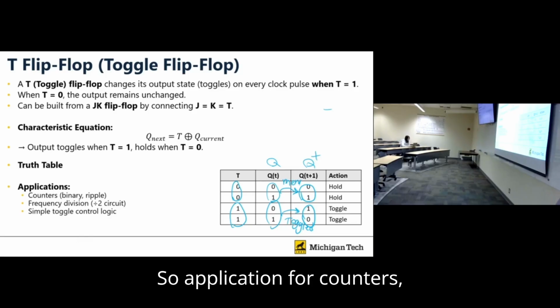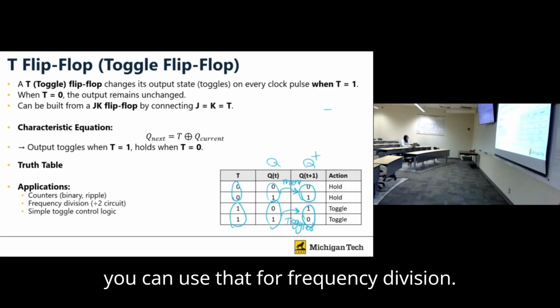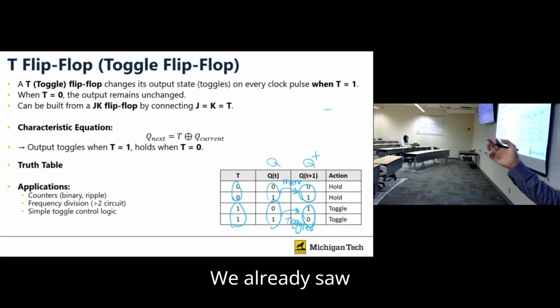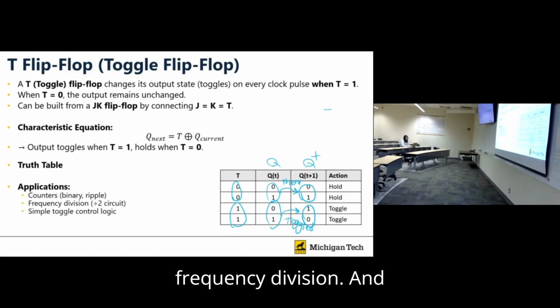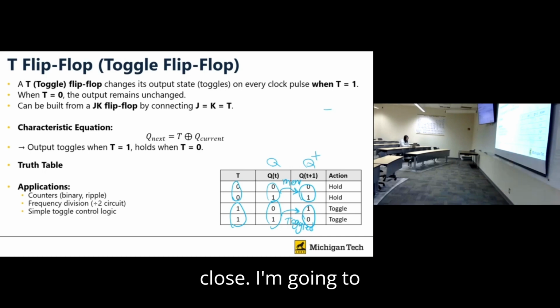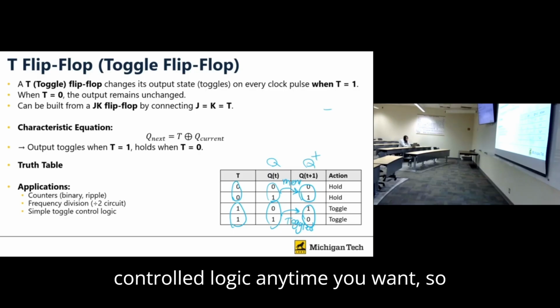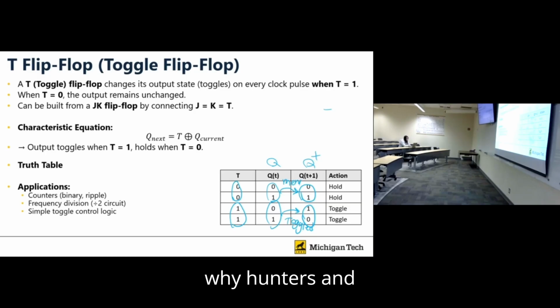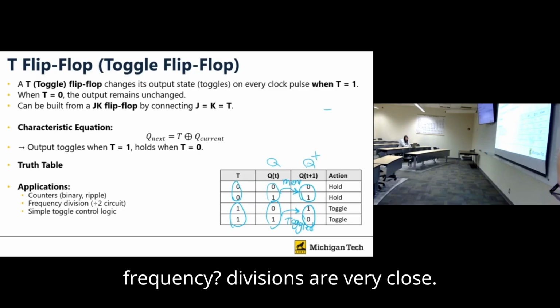As for applications, you can use it for counters. For frequency division, we already saw frequency division, and counters and frequency division are very close. I'm going to explain why. Simply, you can also toggle controlled logic anytime you want. So why are counters and frequency dividers very close?